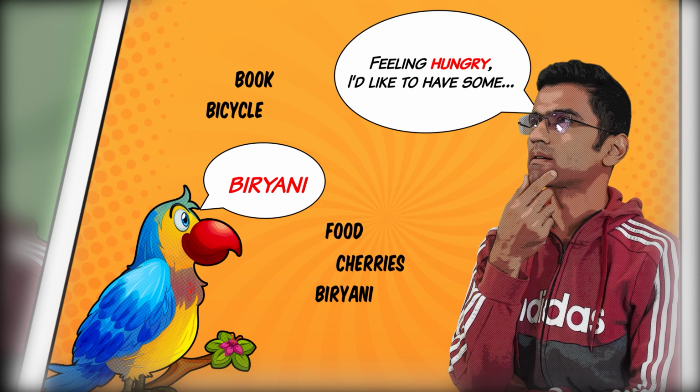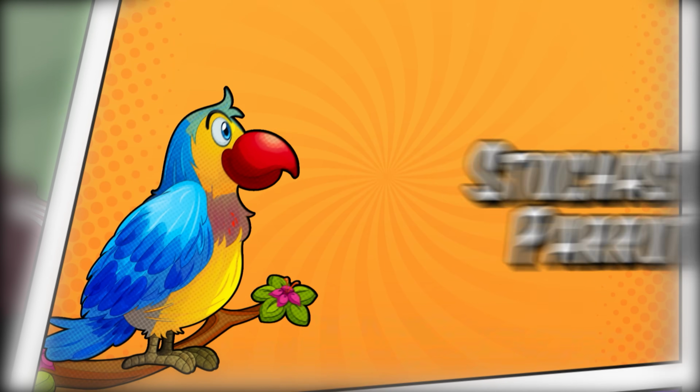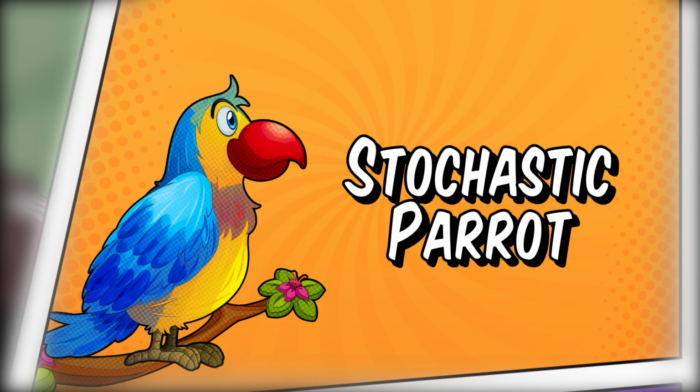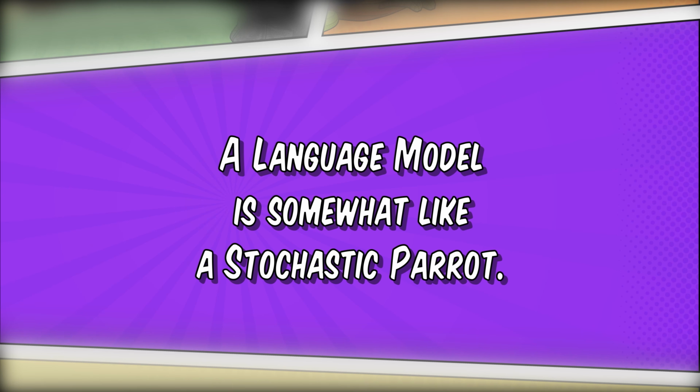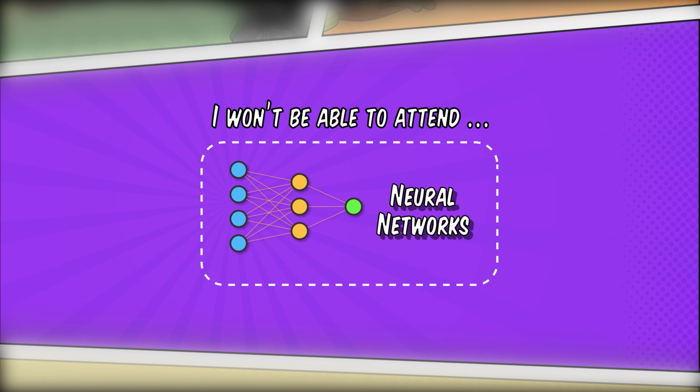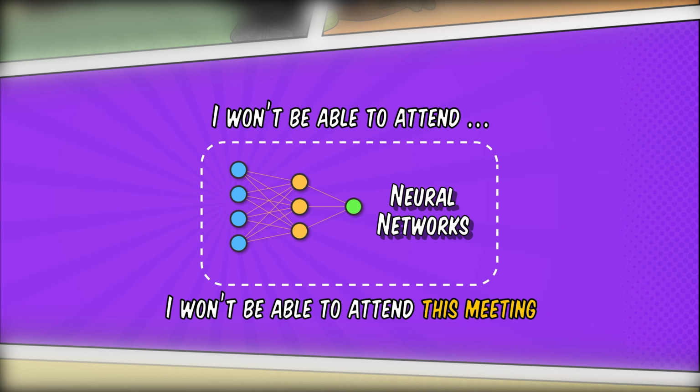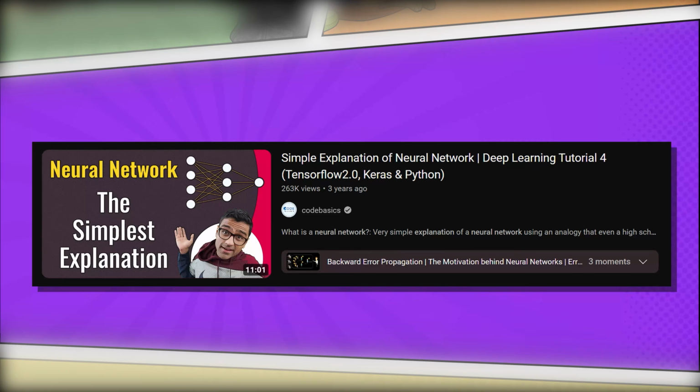All he's doing is using statistical probability along with some randomness to predict the next word or set of words purely based on the past conversations he has listened to. We can call Buddy a stochastic parrot. Stochastic means a system that is characterized by randomness or probability. A language model is somewhat like a stochastic parrot. They are computer programs that use a technology called neural networks to predict the next set of words for a sentence. For a simple explanation of a neural network, please watch this particular video.